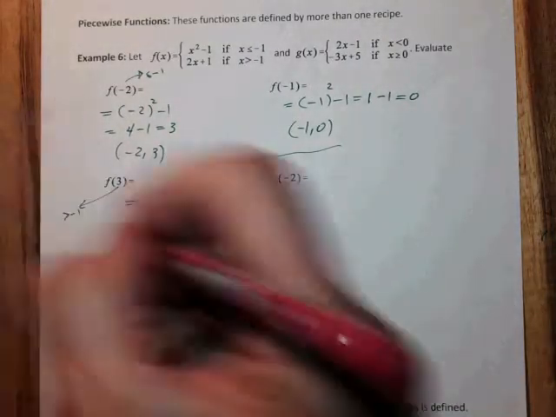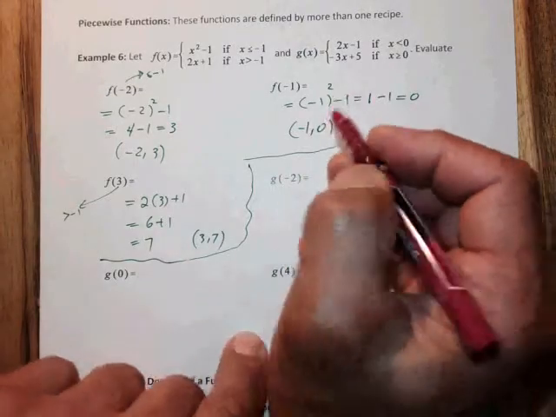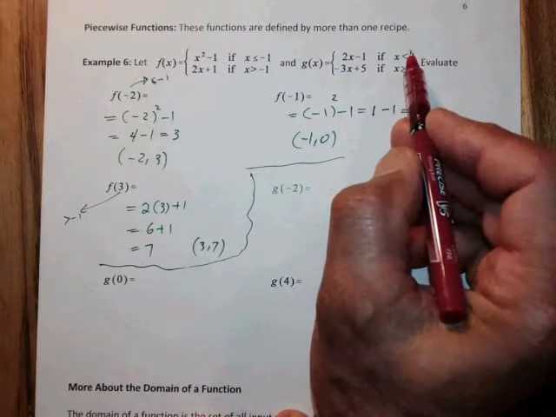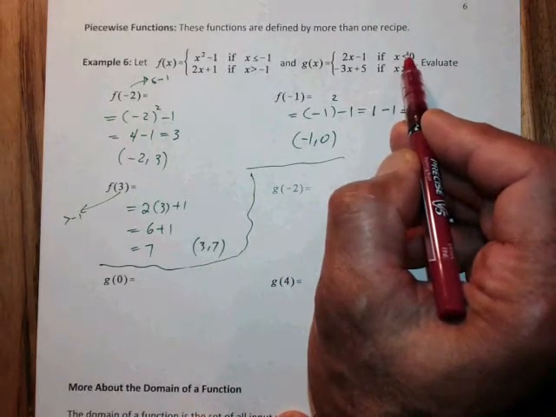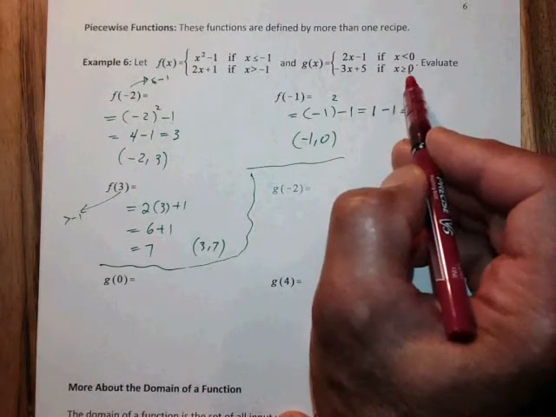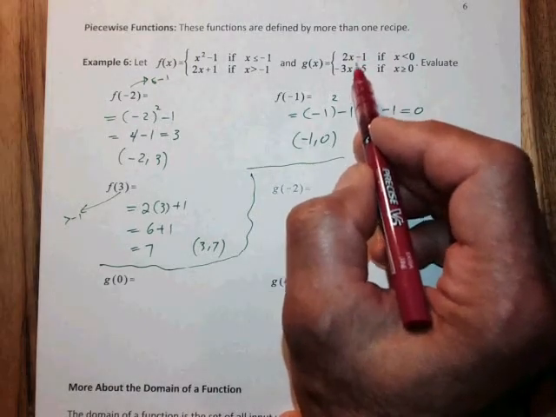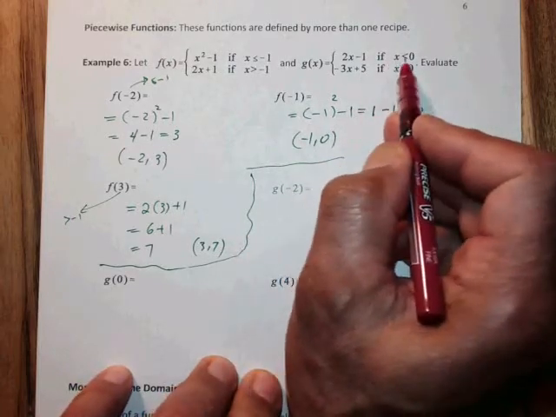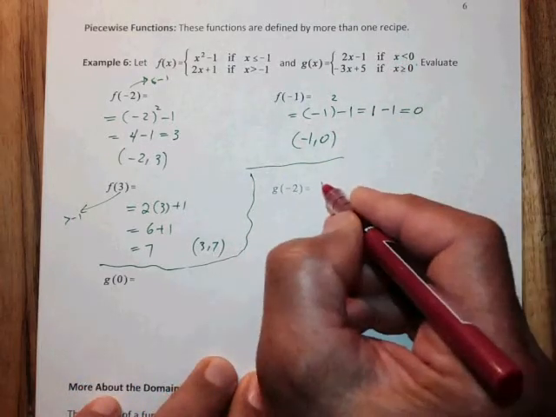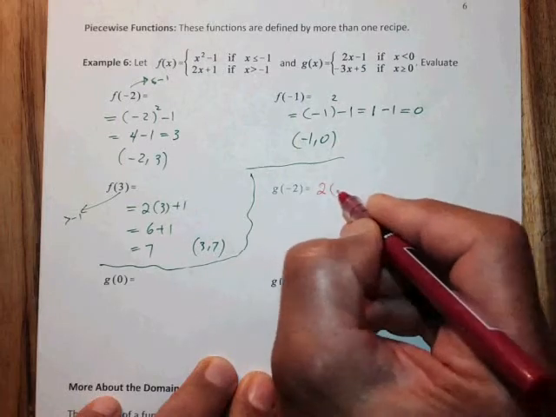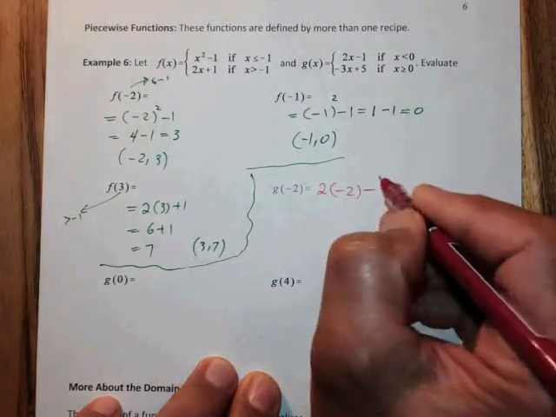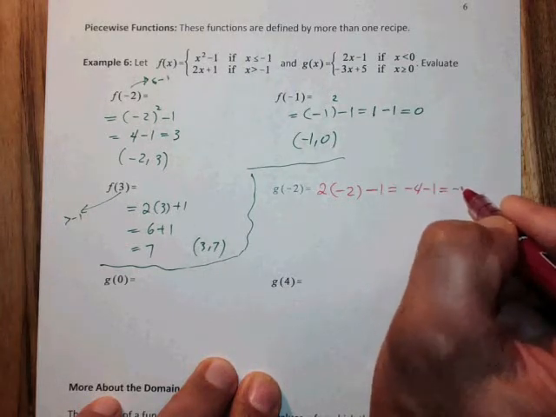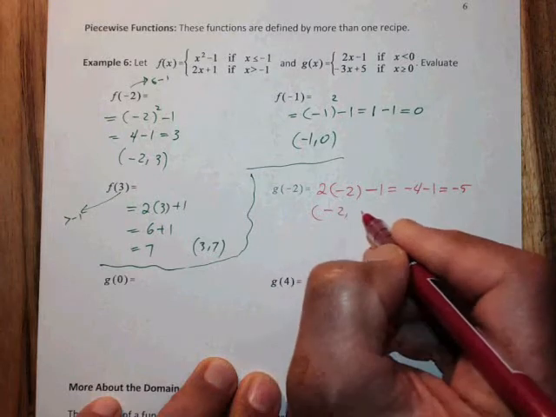Now g, similar. g of -2. Here the border value is 0. Depending upon whether your x value is less than 0 or bigger than or equal to 0, you have to use one of these two formulas accordingly. So g of -2. -2 is less than 0, so I have to use the first formula. This is going to be equal to 2 times -2 minus 1. You get -4 minus 1, you get -5. So you have -2 and -5.